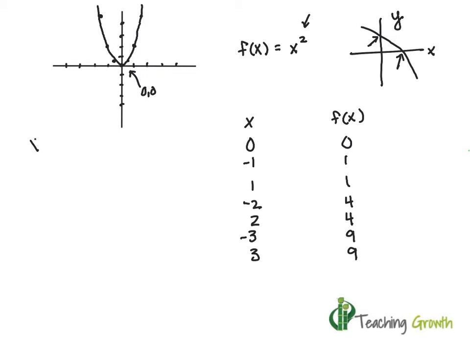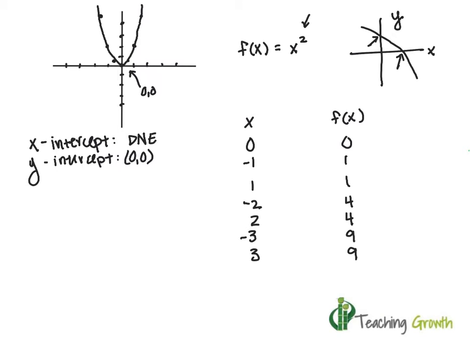So we can write that down really quick. Our x-intercept does not exist. And our y-intercept is at 0, 0. Okay.